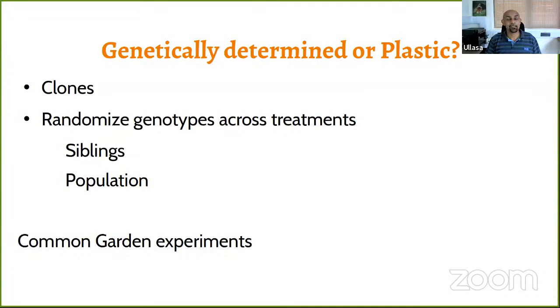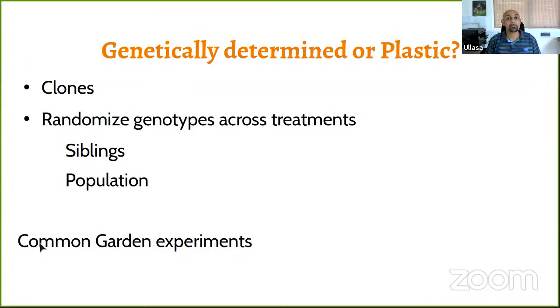What you could do is bring them back to the lab or find another condition in which you can grow them under common garden conditions. A common garden condition is basically not just for plants. You can use common garden experiments even for animals and so on. So basically what you do is you take two different populations and grow them under the same conditions.